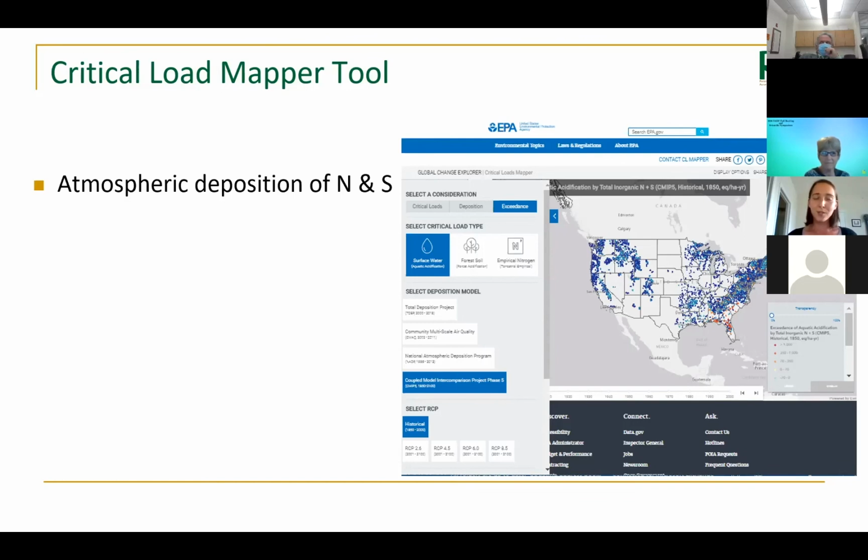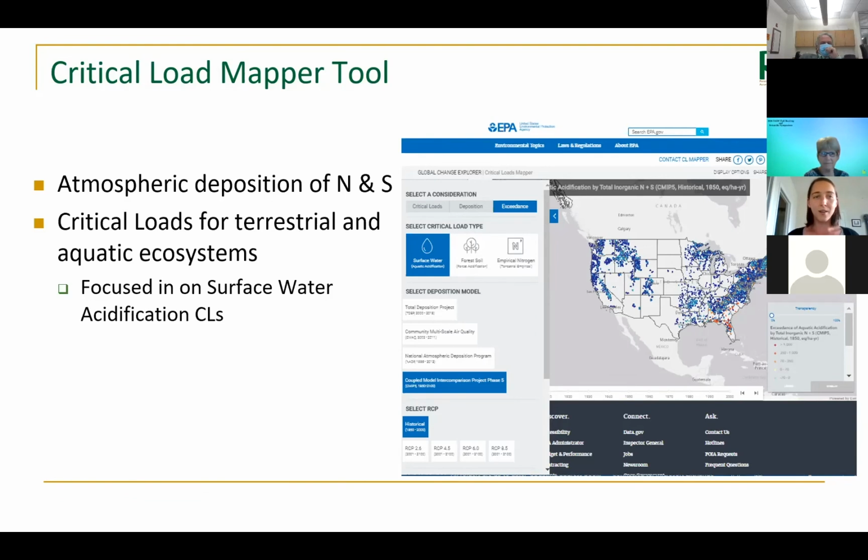And so using the Critical Loads Mapper tool to extract atmospheric deposition data, as well as using it for the critical loads. Although we do talk about terrestrial and aquatic ecosystems, due to our tight length constraints, we've really focused in on the surface water acidification critical loads. This mostly has to do with the fact that the water resources chapter is one of the few places in the RPA where we already have that tie to deposition and air quality more broadly.